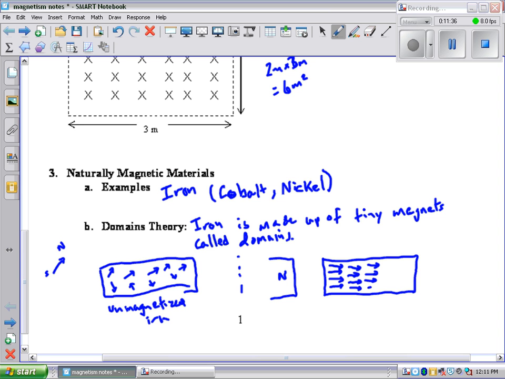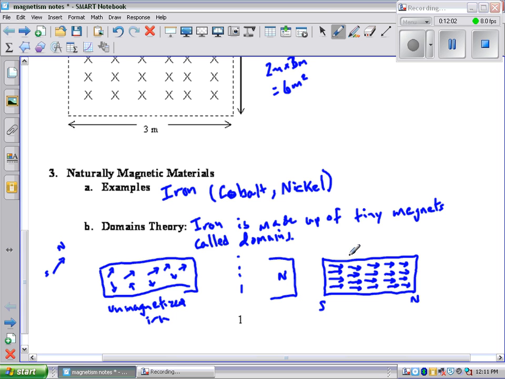and it has a south end and a north end. So at least temporarily, this piece of iron is actually a magnet. So where all the south ends are pointing, we're going to label that the south end of this magnet, and this is the north end. And then this piece of iron will be attracted to the permanent magnet.